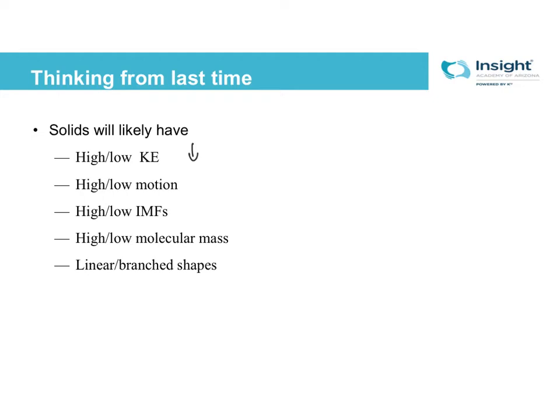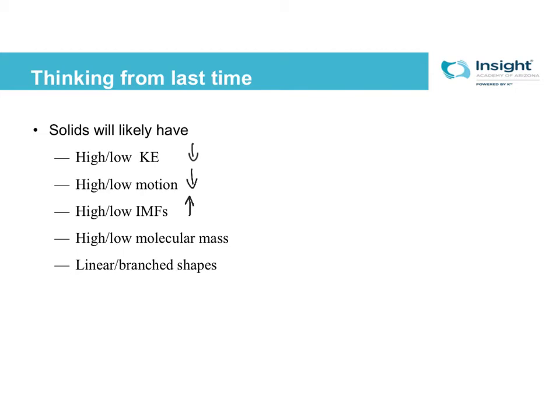Which then also answers the next one. If it's low kinetic energy, we're going to have low motion. How about our intermolecular forces? Are the molecules close together and attracted to each other, or are they spread out and far away? You're going to have high intermolecular forces.